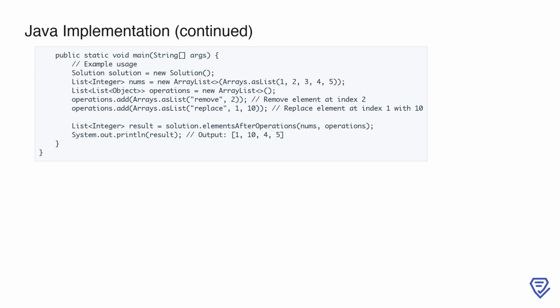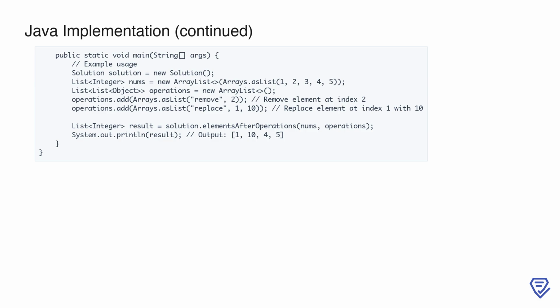Now, in the main method, we see an example of how this solution can be used. We first create an instance of the solution class and initialize a list of integers, nums, with values from 1 to 5. Next, we define a list of operations, where the first operation removes the element at index 2, and the second operation replaces the element at index 1 with the value 10. These operations are passed, along with the nums list, to the elements after operations method. The result, which is a modified version of the nums list, is then printed to the console.